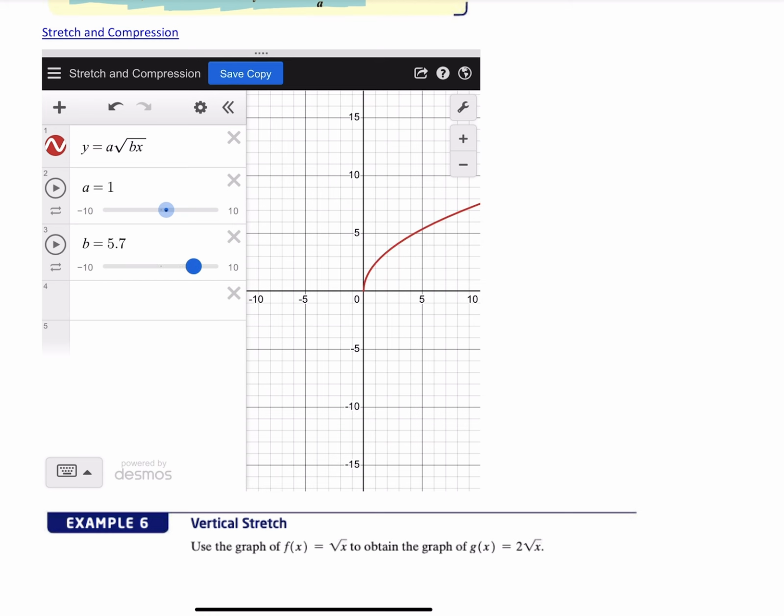Negative, positive, negative, positive. So keep in mind which axis would be reflected if you insert a negative either on the x inside or outside the function. So let's see some written examples. Let's do a couple test graphs.